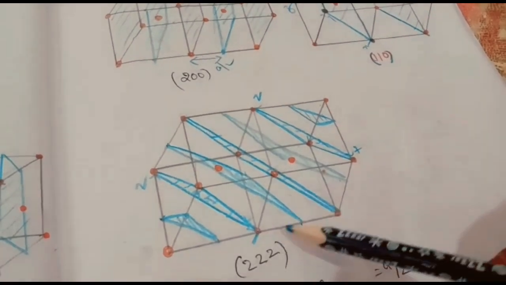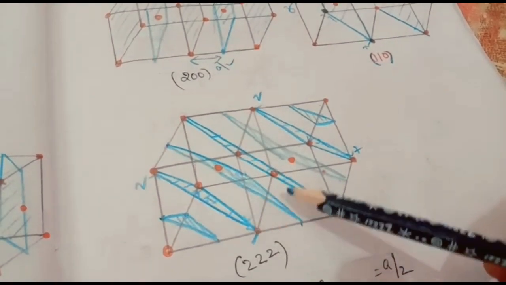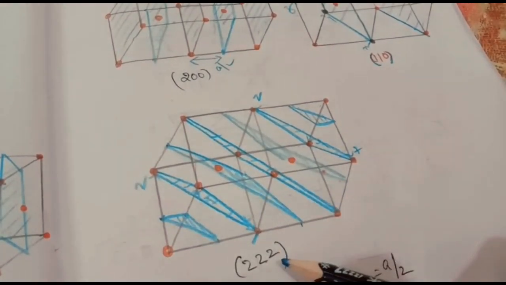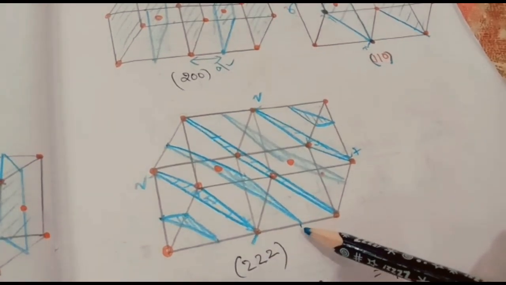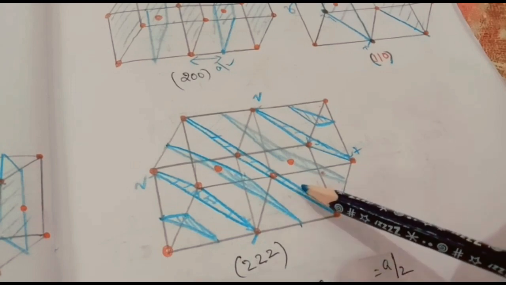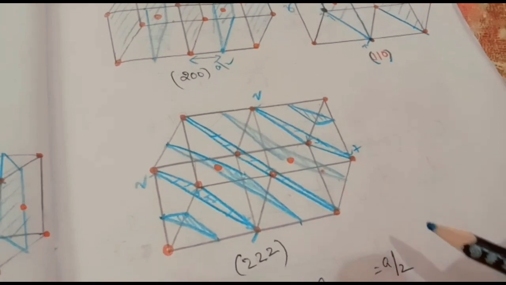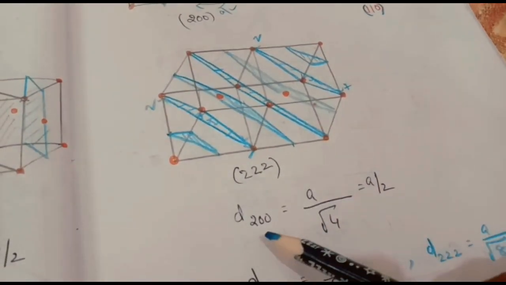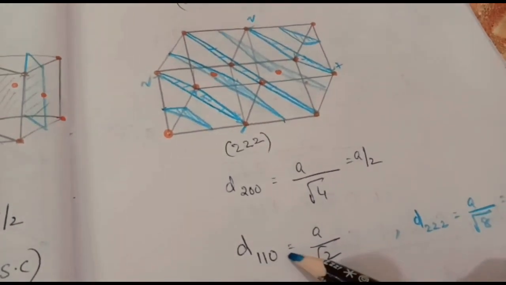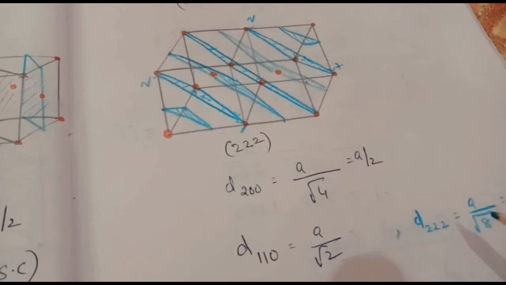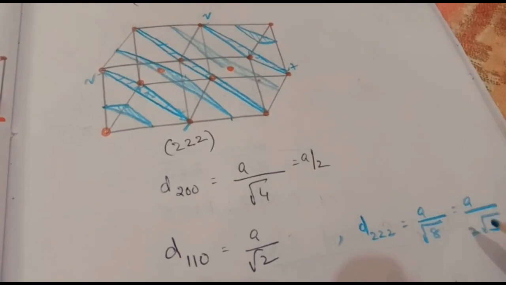So here we know the intercept is half of 1, 1, 1 plane, because we put parallel planes in between these two planes. That is why we have given here 2, 2, 2, because the intercept is half of 1, 1, 1. So 1 by 2, 1 by 2 and 1 by 2. That is why it is given 2, 2, 2 plane. Now we will see distance between the successive planes. D200 equal to a by root 4, that is a by 2. Then D110 equal to a by root 2. Then D222 equal to a by root 12, that is equal to a divided by 2 root 3.